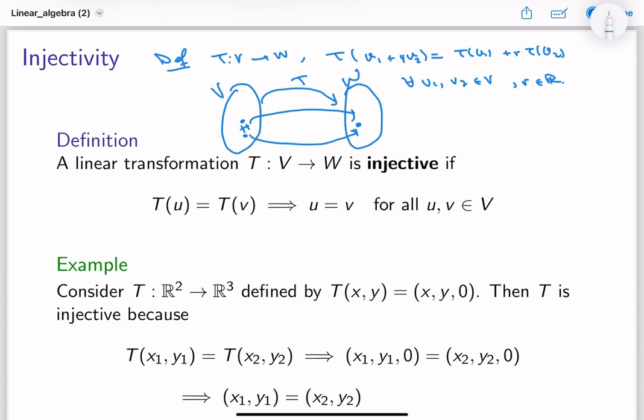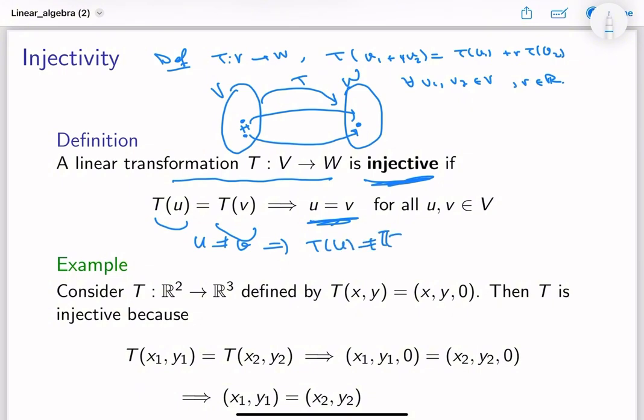Let me state it in mathematical notation. A linear transformation is said to be injective if whenever T of u is equal to T of v, we have u equals v. If you look at the contrapositive of this statement, you see that if u is not equal to v, then it must be that T of u is not equal to T of v. So if the images of two vectors agree, then the inputs must have been the same. This is the definition of an injective linear transformation.